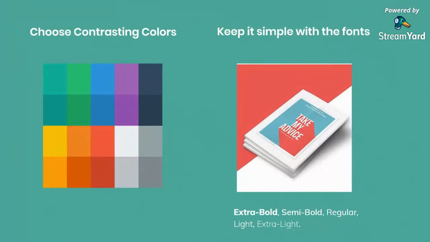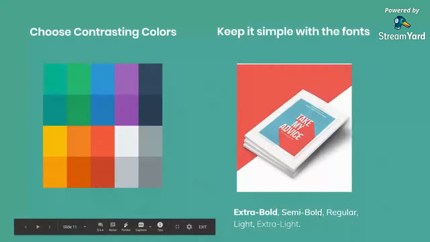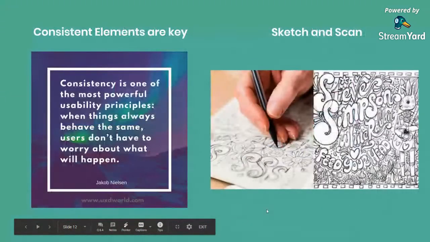Keep it simple with the fonts. When it comes to design, you don't have to limit yourself to a single font, but try not to use more than two fonts and keep them in the same family. And by same family, we mean this: extra bold, semi bold, regular, light, extra light. Here we have used the headers with a Poppins font, and the body text is Muli. These are some examples of different variations of Muli fonts.